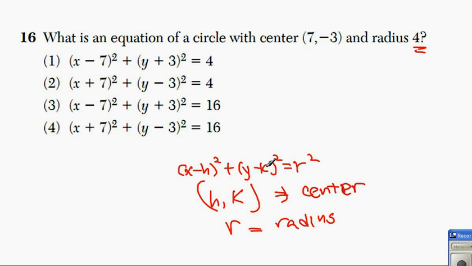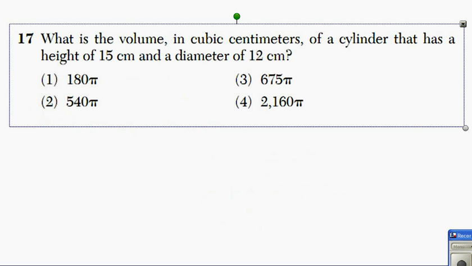So radius is 4, that means we have to have a 4 square at the end. One of these two. Now, first number is 7. That means notice that there's a negative sign embedded in it already. So instead of having x plus 7, it will be x minus 7, because this is plus. Choice number 3 seems to be our answer.